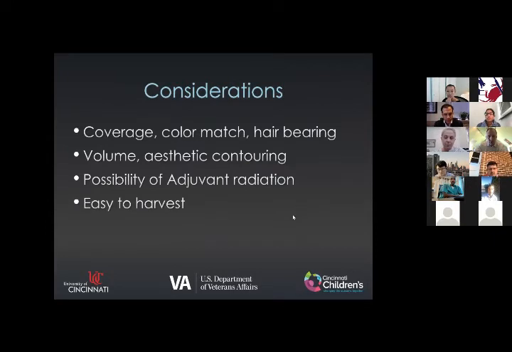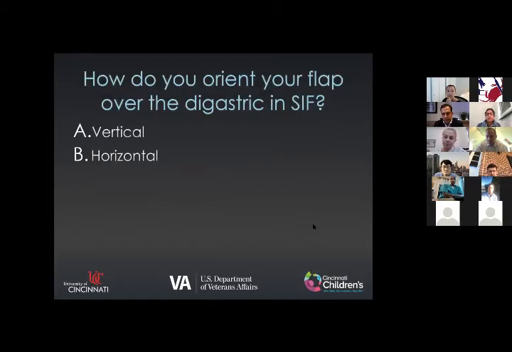Some of the considerations we think about when reconstructing this type of defect are, of course, coverage in case the patient will undergo radiotherapy. You have good vascularized tissue in that area. In such a sensitive place, you definitely want to think about the color match, the volume, some aesthetic contouring of that region, and the ease of harvest. If he is unhealthy, if there are multiple comorbidities, you want to get him off the table. Submental or supraclavicular flaps are generally quick and easy to do.